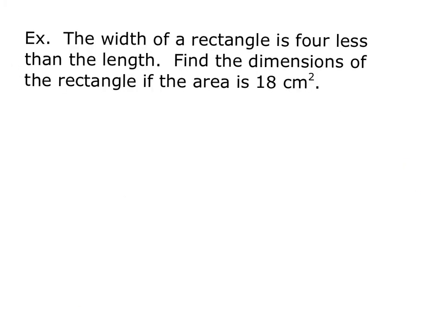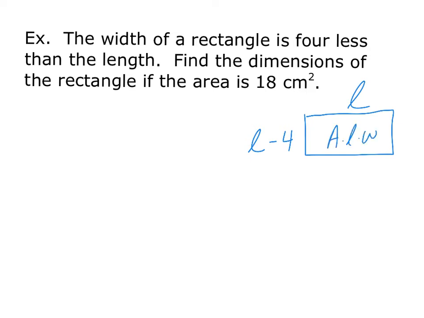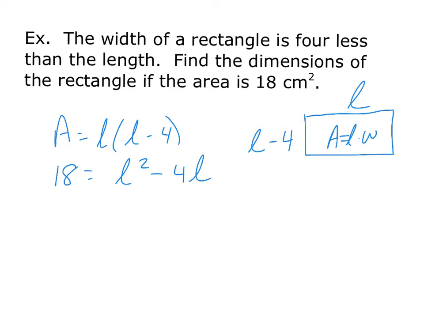All right, try this one on your own. The width of a rectangle is 4 less than the length. The width is 4 less than the length. Find the dimensions of the rectangle if the area is 18. Well, area is just length times width. Right, so area equals L times L minus 4. So that's L squared minus 4L equals, now we're setting that equal to 18.